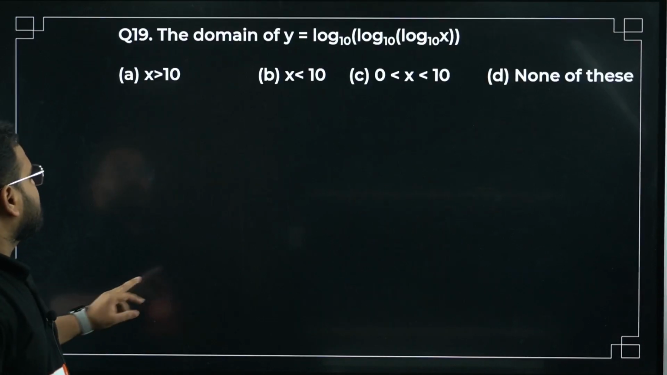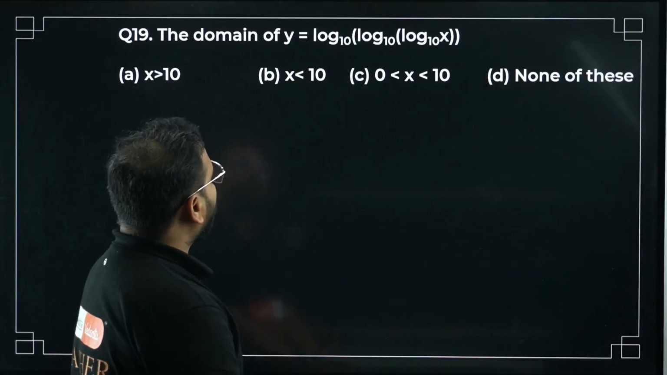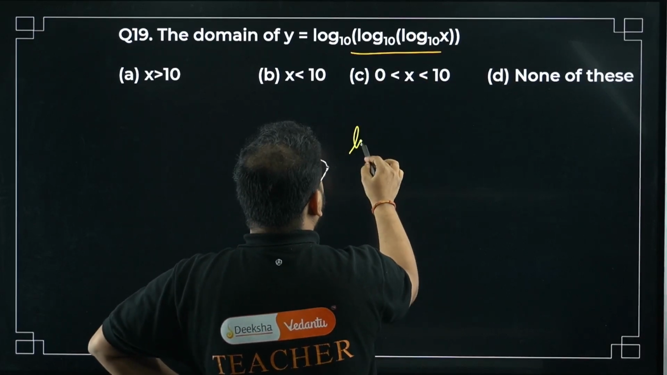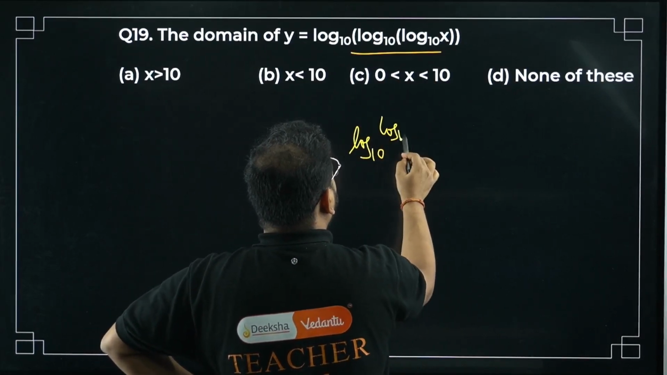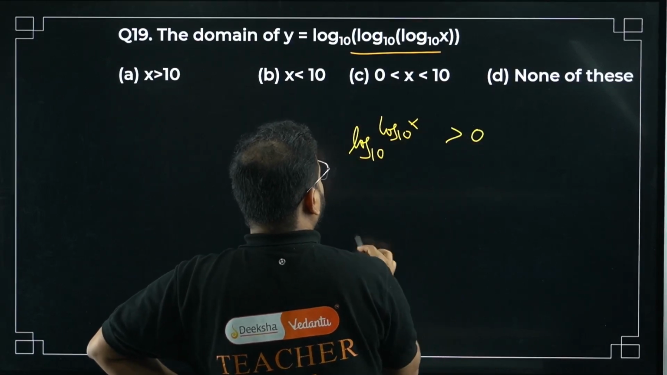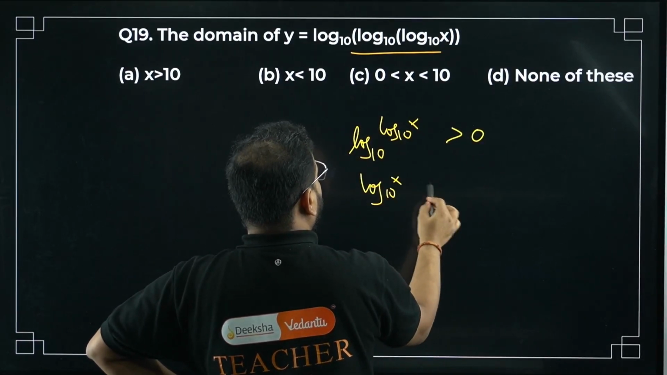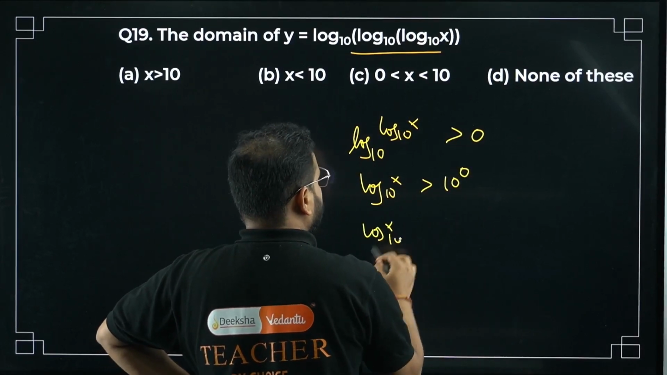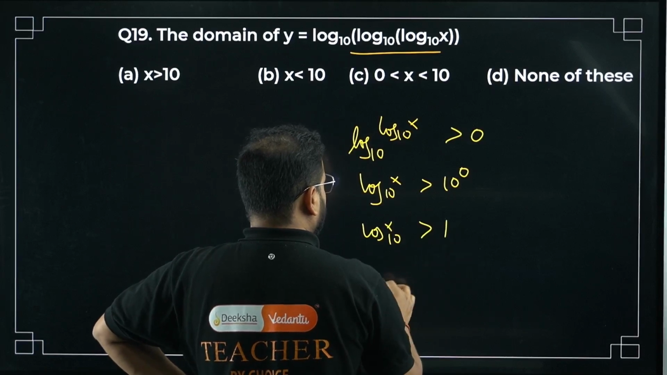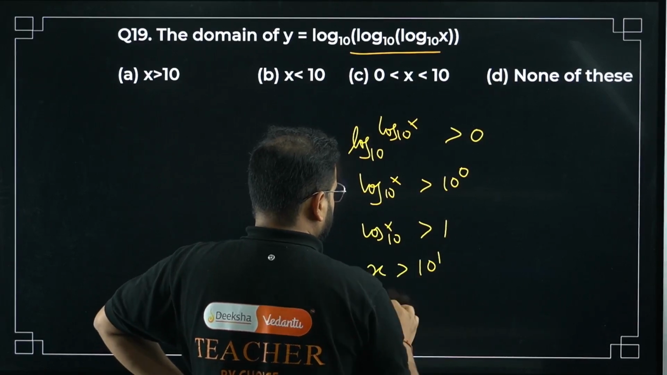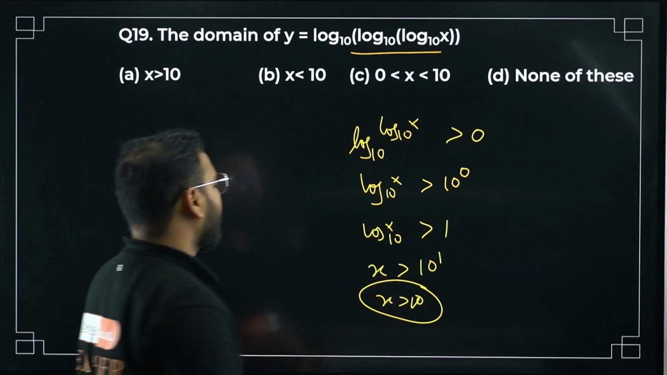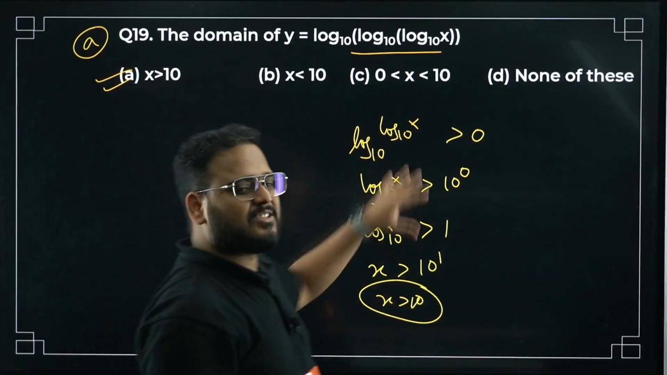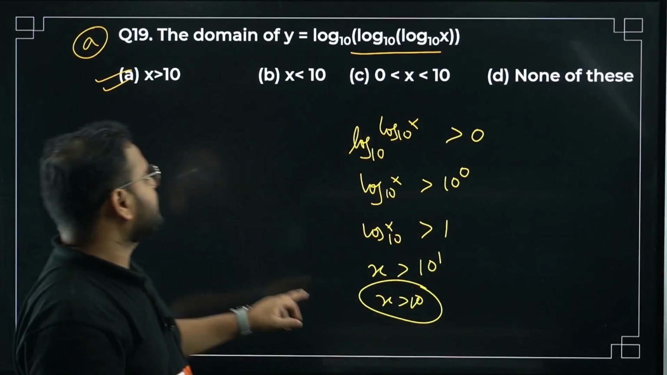Simple question. The domain of y equals log of this. How will you solve it? Apply the condition on this. I get log of 10x greater than 0. So log of 10x should be greater than 10 power 0, meaning log of x with base 10 becomes greater than 1. So x is greater than 10 power 1. So x greater than 10 is the right answer, option A. Applying the condition on log, it always operates on a positive number.